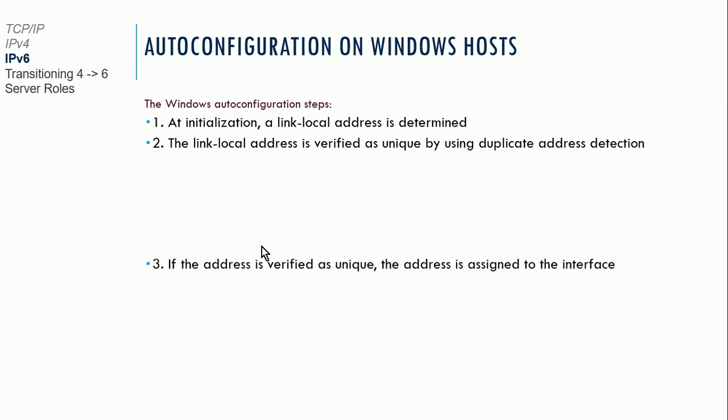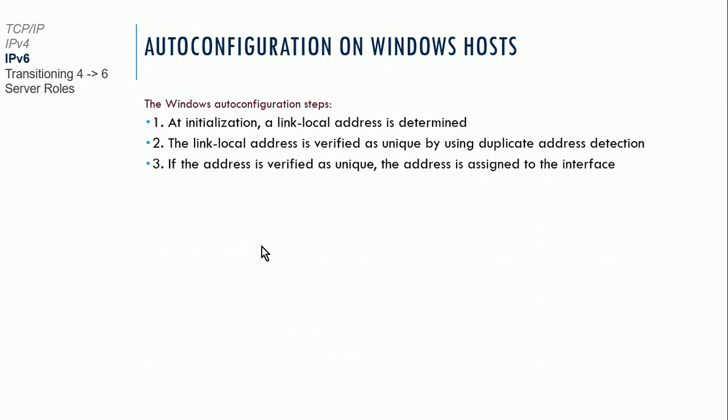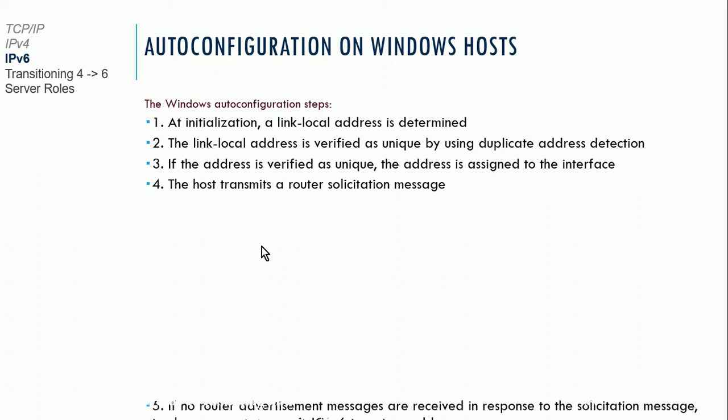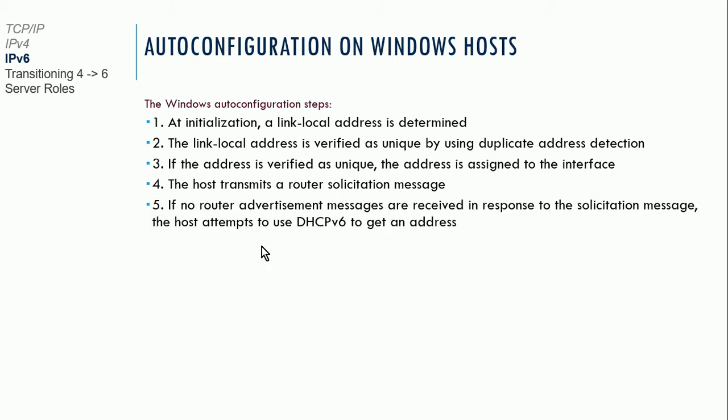So you can detect if there's duplicates. That works in IPv4 as well, by the way. Once it's verified that it has a unique link local address, it's going to assign it to the interface, and then it's going to send a router solicitation message. So that's going to use that stateless method to try to determine what its IPv6 address needs to be. But if nothing responds to that router advertisement message, then it'll fall back to DHCPv6 in Windows.